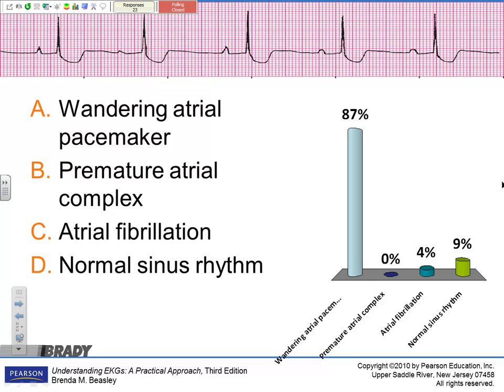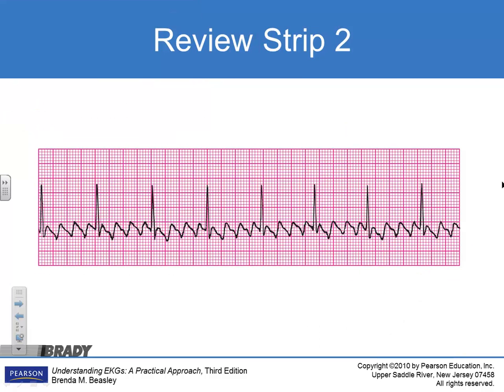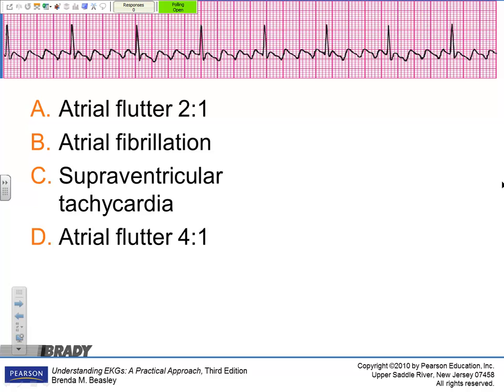So we know it can't be sinus rhythm. How do we know this is not AFib? Yeah, this is regular. This is wandering atrial pacemaker. Every P wave looks different. It's still pretty regular though, but all the P waves are different looking. Okay, what's this? Use your clicker. Don't tell me what it is.